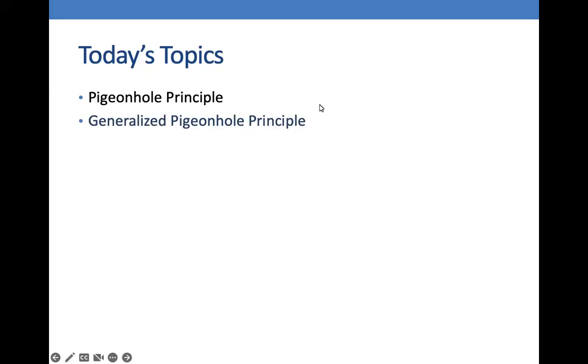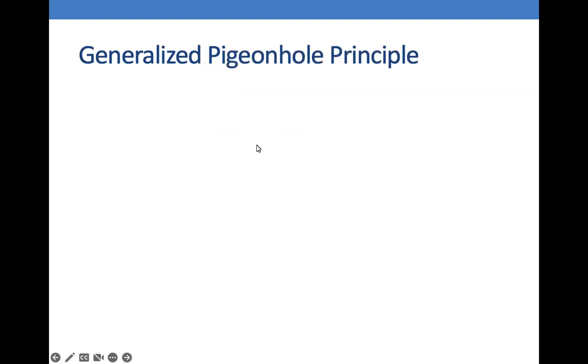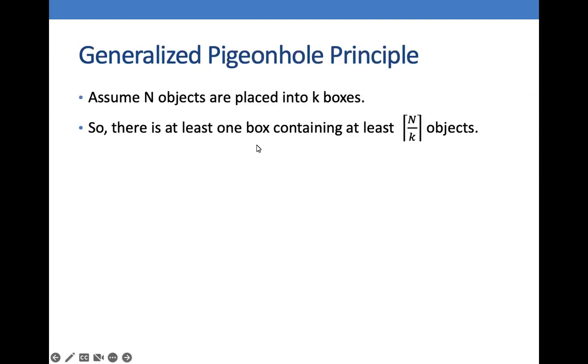So hi everyone, in this video we are going to talk about the generalized pigeonhole principle. The generalized pigeonhole principle states that assuming there are n objects or n pigeons that are going to be placed into k pigeonholes or k boxes, there is at least one box containing at least the ceiling of n over k objects. Again, n refers to the number of pigeons and k refers to the number of pigeonholes.